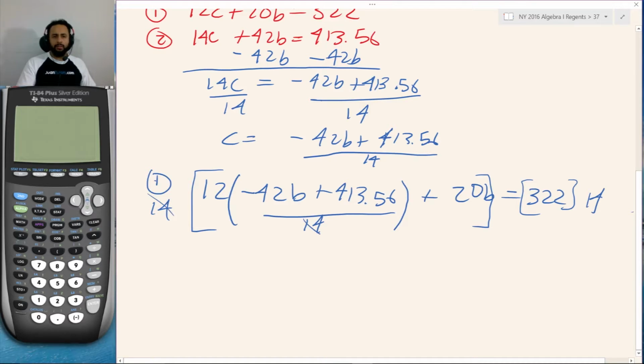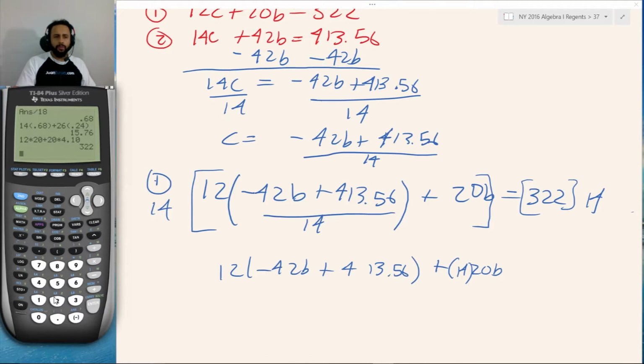Then I have to distribute. No, let me not say that way. Let me not confuse anything. This one, for the first expression, the 14 is canceled by this 14. So I got 12 times negative 42b plus 413.56, plus 20b times 14. Okay. Let's see. 12 times negative 42. It's a long slog, but it's a 6-point problem, so they don't care if it's a long slog or not. And this is equal to 322 times 14.